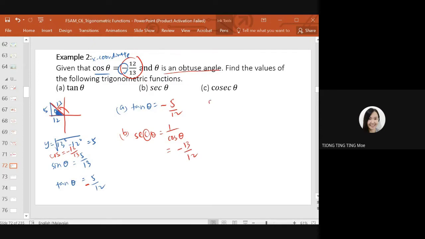Then we go to C, cosec. Cosec is 1 over sine theta. Sine here, the value, is 13 over 5. Okay?